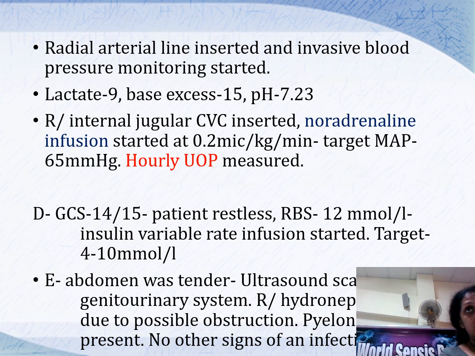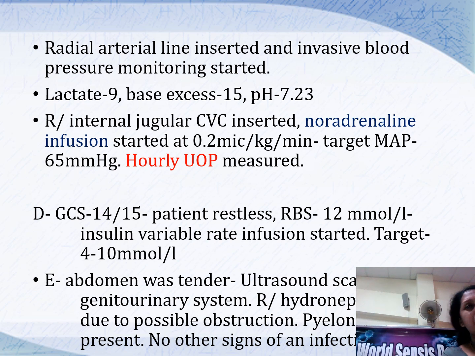Since the patient is in intensive care, they inserted an arterial line for vital monitoring, and the repeat blood gas revealed even more worsening lactate level and worsening metabolic acidosis. And now the patient required vasopressor support for maintaining the mean arterial pressure. So the patient required invasive CVP line insertion, and then they started noradrenaline to maintain the target. And the urine output and other basic monitoring continued.